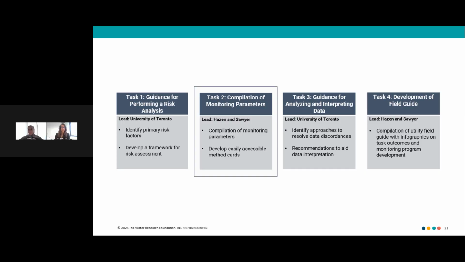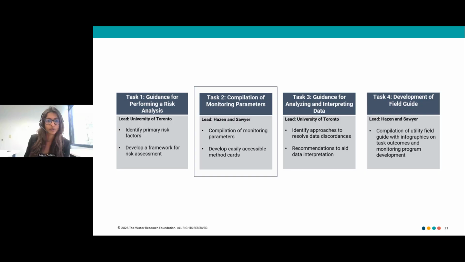Great. Thank you so much, Mena. That was awesome. As Mena mentioned, I will be going more into our task 2, which is the compilation of monitoring methods, looking at how to develop a monitoring program based on the risk levels that Mena just showed, and how we apply the tiered monitoring approach with these methods.